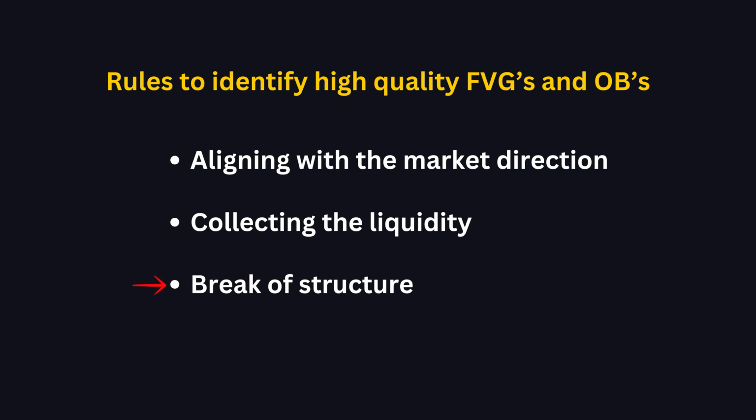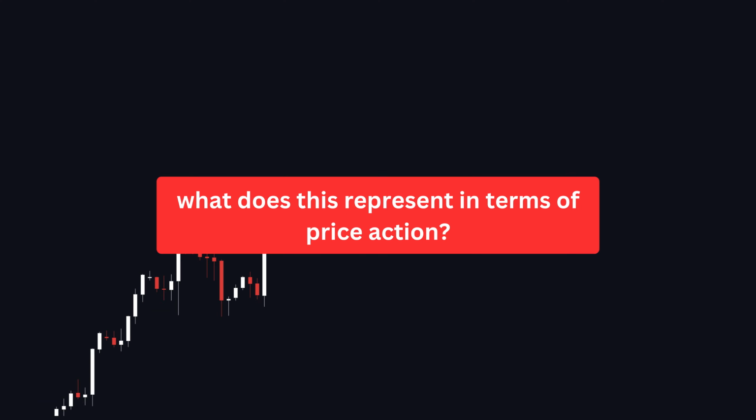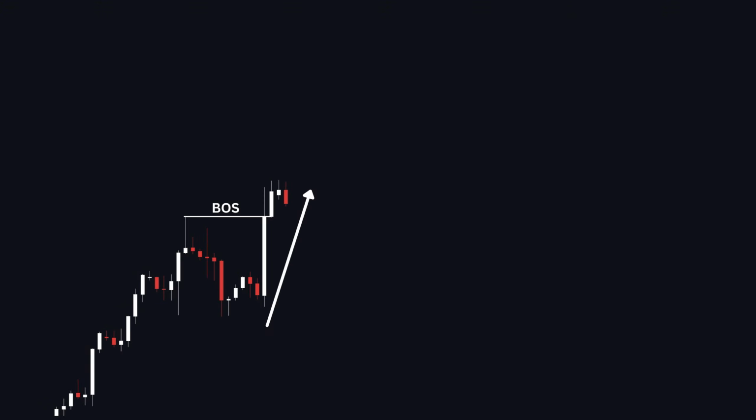The third rule is break of structure. A break of structure forms when the price breaks through a level that previously rejected the price. So, what does this represent in terms of price action? It indicates that the impulse move that created this breakout was not a temporary reaction, it was a sign of heavy momentum in the market.